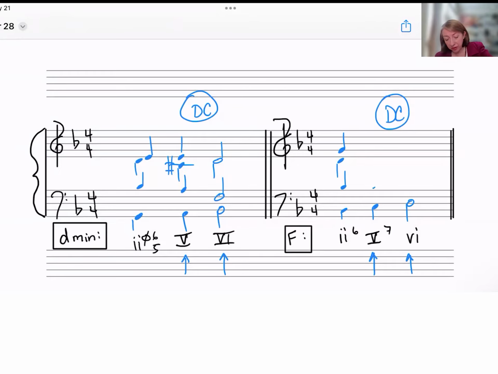That dominant 7th chord is going to keep the common tone tenor to become the chordal 7th. I'm going to lift my alto to the leading tone on E. I'm going to keep my soprano on G. There's my dominant 7th chord. I'm now going to move into a D minor triad.